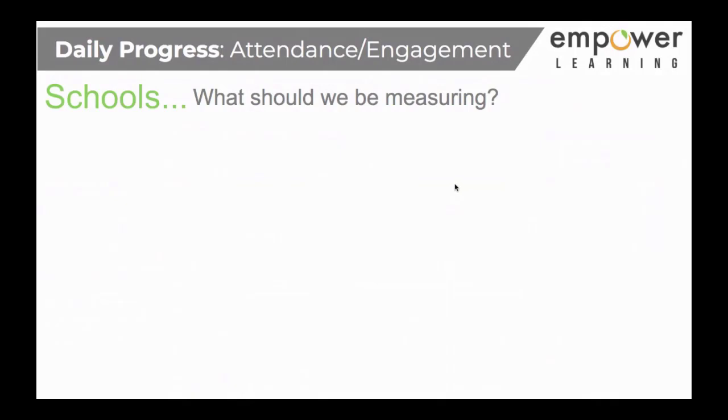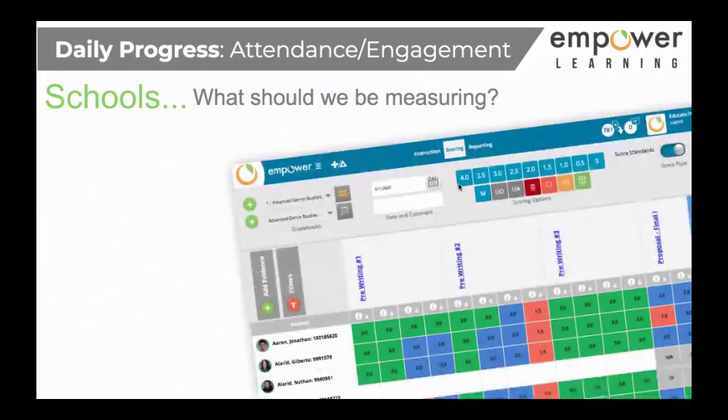So the next thing we need to look at in terms of pacing through our work and our progress is what we should be measuring at the school level. There's been a lot of discussion online everywhere about attendance. How do we do attendance? And I think it's important to be mindful of that. You know, the attendance and engagement, that's an important thing to measure.